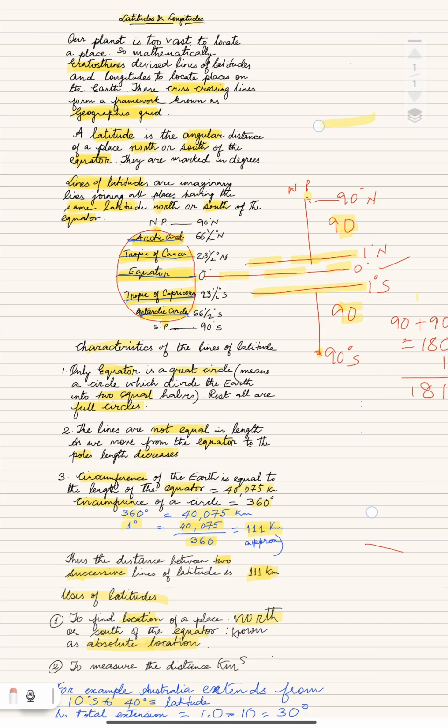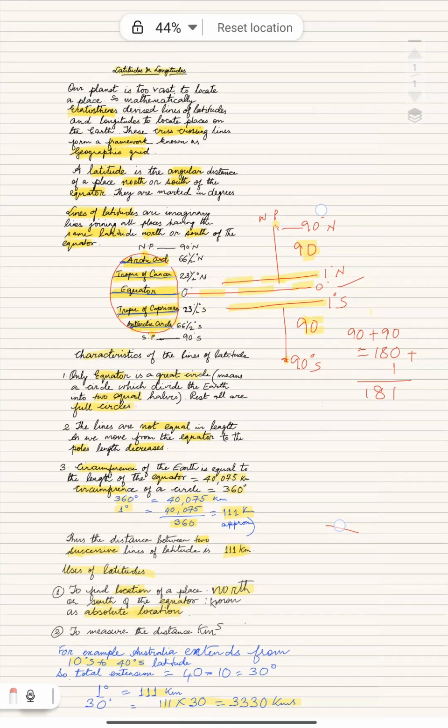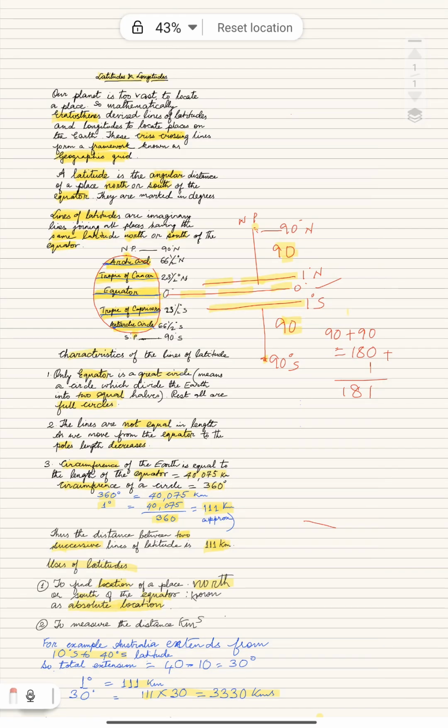Now children, if we do 90 plus 90, we are getting 180 lines. And after 180 lines, let's take equator. So altogether we have how many lines of latitude? 181 lines of latitudes.